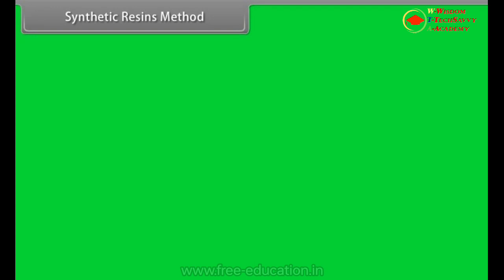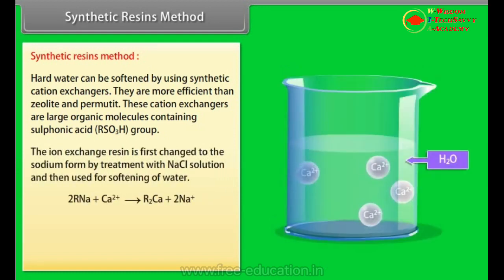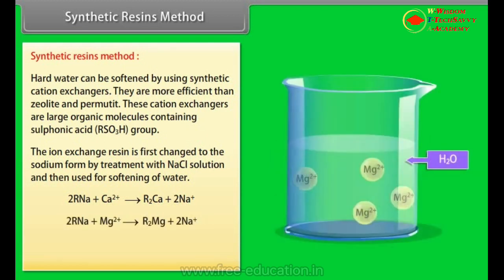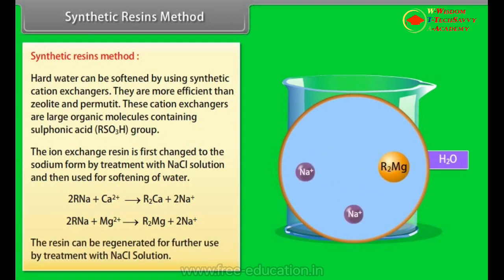Synthetic resins method. Hard water can be softened by using synthetic cation exchangers. They are more efficient than zeolite and permutit. These cation exchangers are large organic molecules containing the sulfonic acid, RSO3H, group. The ion exchange resin is first changed to the sodium form by treatment with NaCl solution and then used for softening of water. The resin can be regenerated for further use by treatment with NaCl solution.